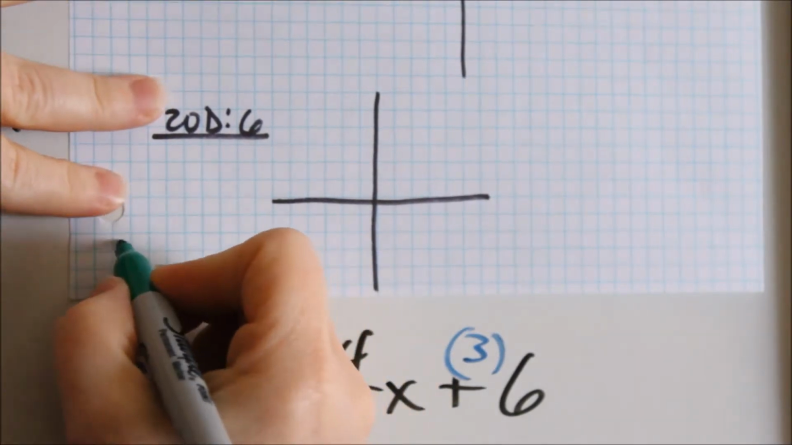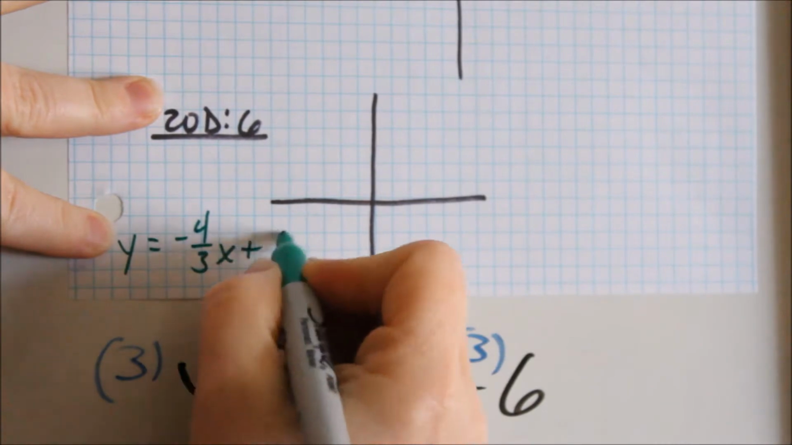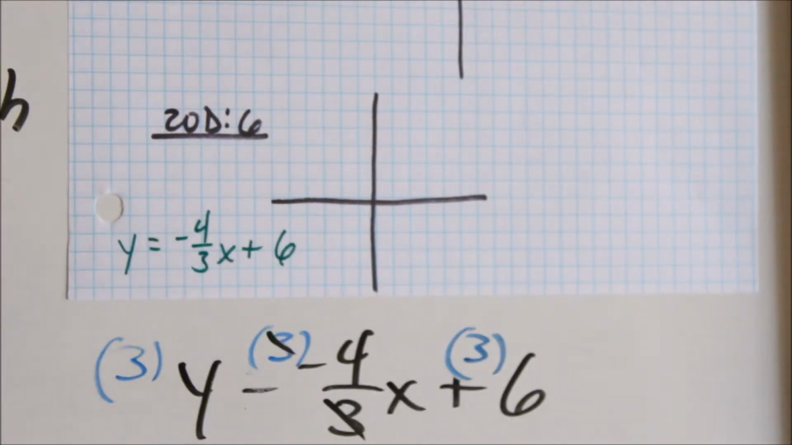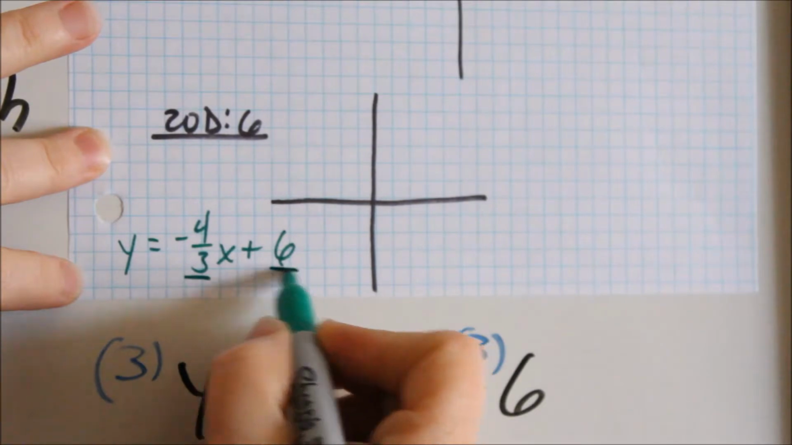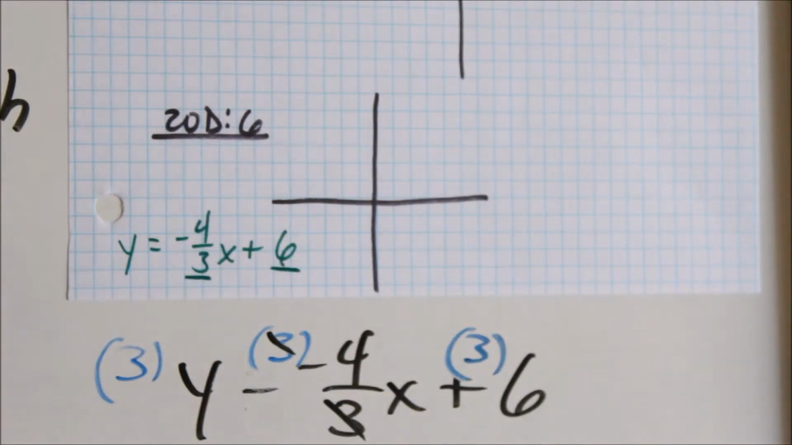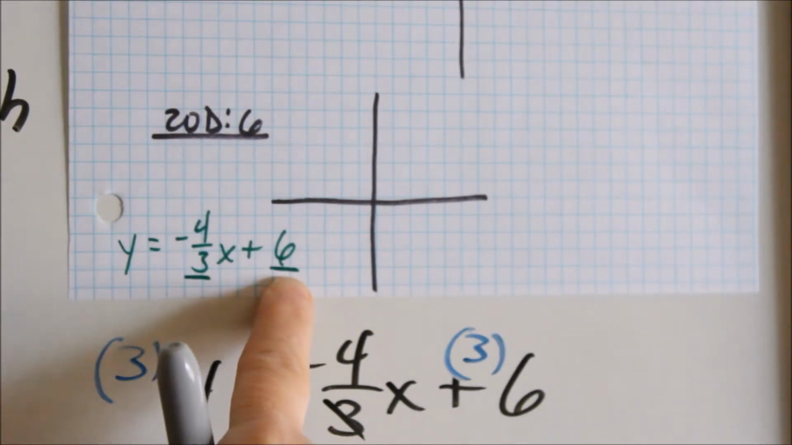So remember, our equation was y equals -4/3 x plus 6. You can graph any equation as long as it's in slope-intercept form, because in slope-intercept form, we know our slope. Our slope is -4/3 and our y-intercept is 6. Whenever you are given the slope-intercept form and you're going to graph your line, you always graph your y-intercept first.